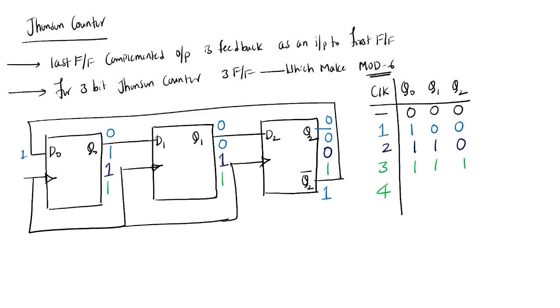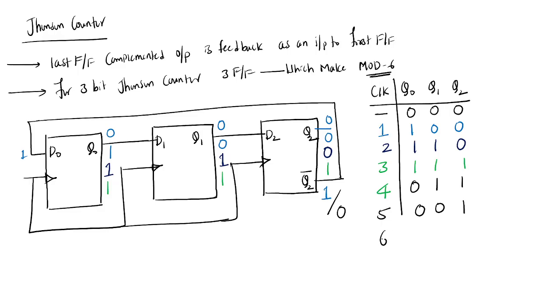At the fourth clock pulse, now all are ones, and this is 1, so this becomes what? 0, no? So 0 will be fed back. Now it becomes 0, 1, 1. At the fifth clock pulse, what happens? 0, 0, 1.